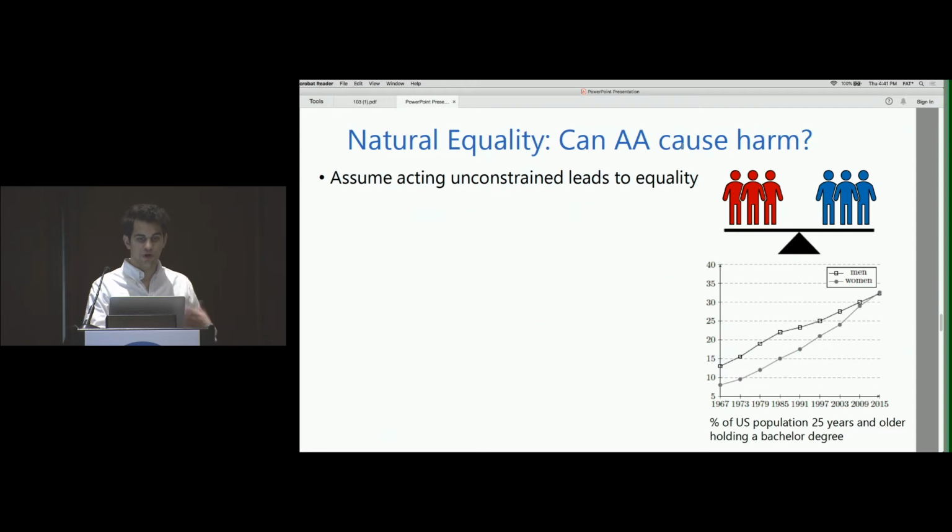And so now we're going to try to see how affirmative action really impacts the population. The first question we're going to ask: can affirmative action cause harm? So we're going to assume that acting unconstrained optimally is going to equalize the population. What does affirmative action do in this setting?